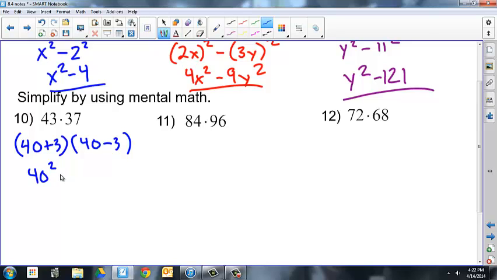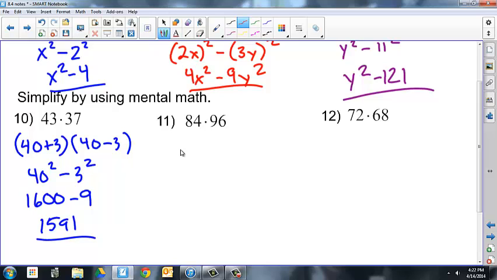So this then would have to be 40 squared minus 3 squared. 40 squared is 16 with 2 zeros after it. 3 squared is 9, and we get 1,591. Who knew you could do that without a calculator and without having to write it all out? All right, let's try number 11.